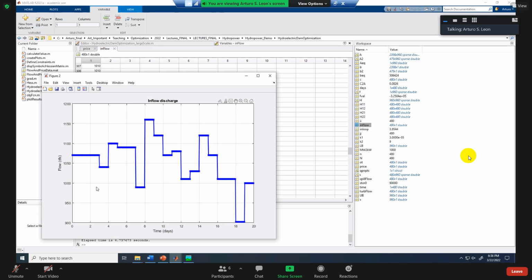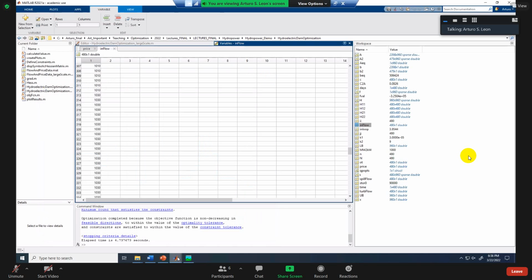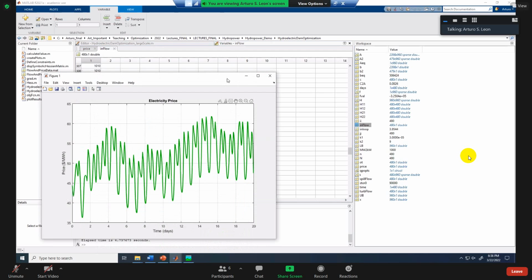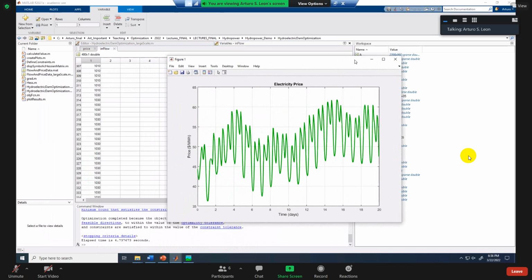So here we are assuming that we have made these predictions. And I am assuming that this is correct. And if I have this inflow, and my future price is going to be like this, so also we have to do a forecast of price, right?